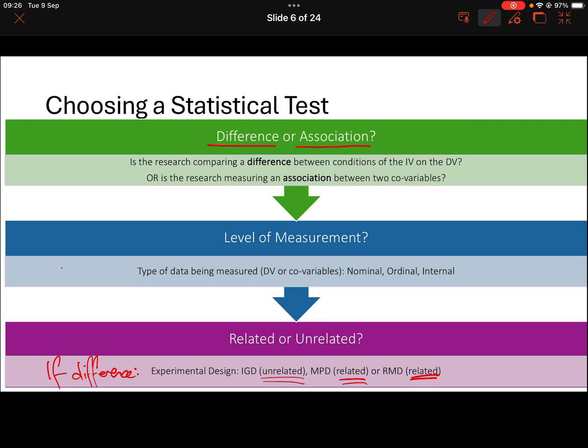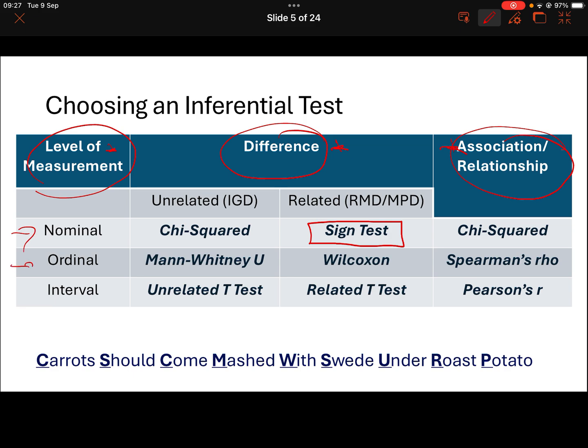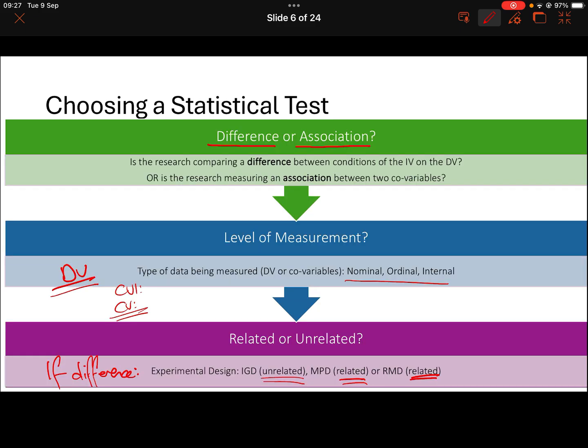In terms of the DV and what is being measured, or if you're looking at a correlation or an association, what are our covariables? They're both being measured. And that will lead us to the correct test. So I'm going to work through these one by one. We'll do levels of measurement in the lesson just because there's a few more steps involved in that one.